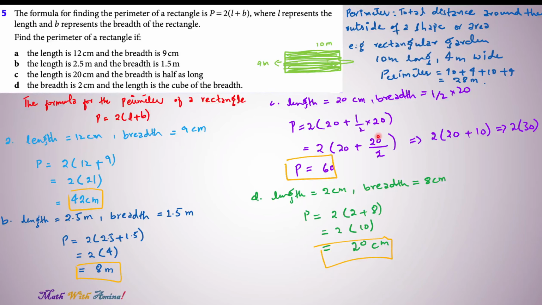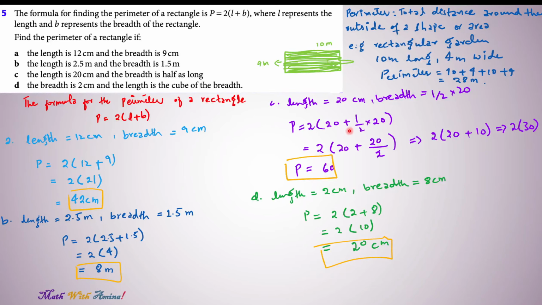So 20 by 2 is 10, since 2 multiplied by 10 is equal to 20. So 20 plus 10 is equal to 30. Once the brackets are solved, we will do the multiplication. 2 multiplied by 30 is equal to 60. So the perimeter would be 60 centimeter.